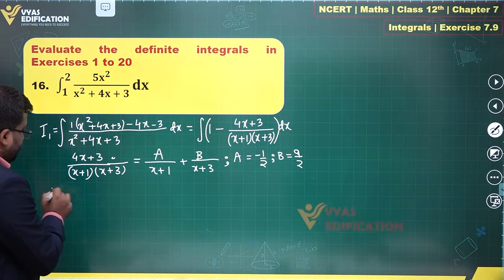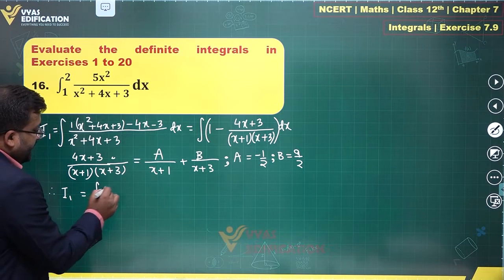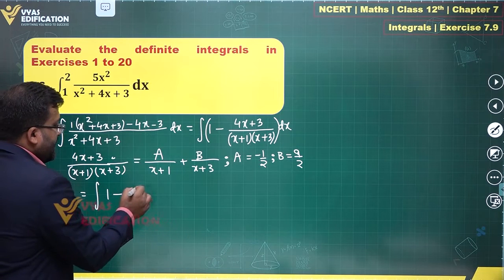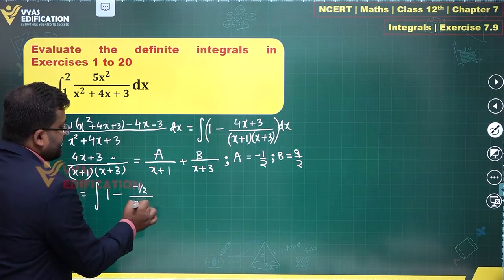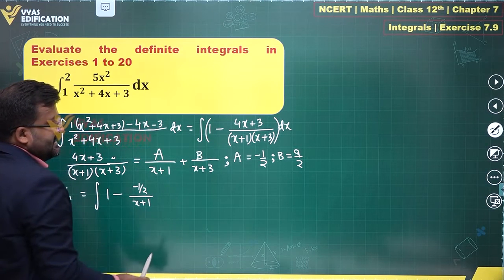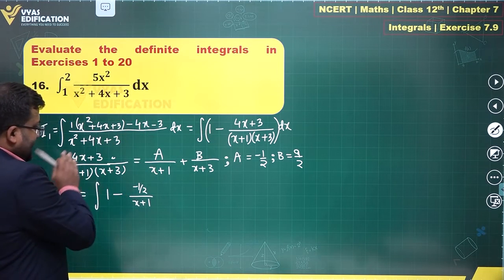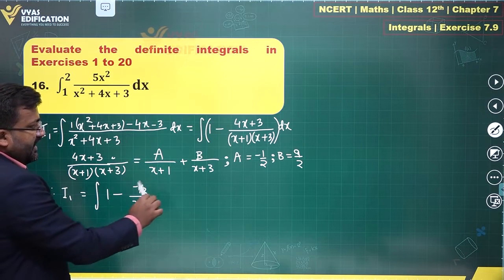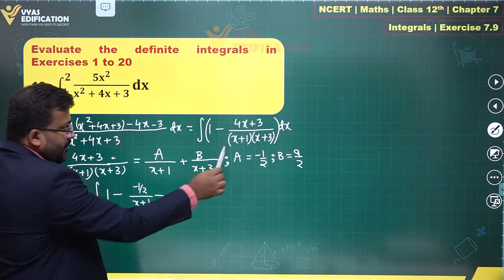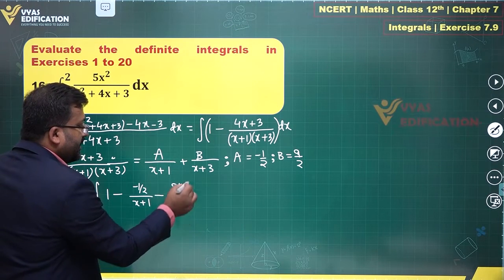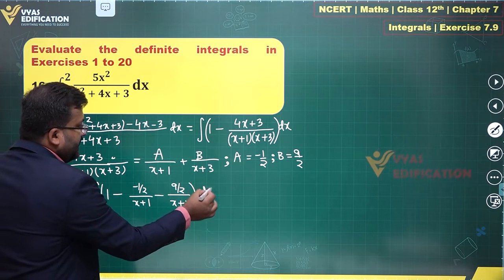Therefore I1 can be done as integral of 1 minus a upon x plus 1, which is minus 1 by 2 upon x plus 1. There's a minus over here, and since this expression is equal to this, minus of this will be minus of a, which you have written, and minus b, which is 9 by 2 upon x plus 3. This is what you'll get over here, in the bracket, dx.